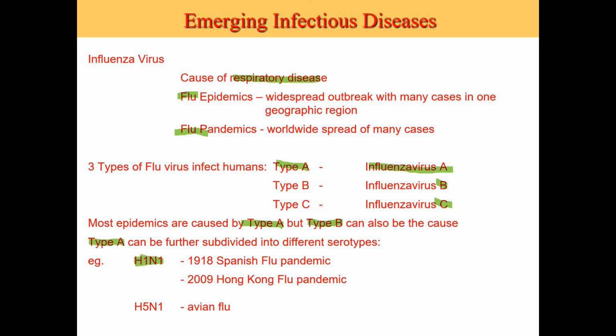H1N1 was the cause of the 1918 Spanish flu pandemic all over the world. Many deaths, millions of deaths. In 2009 there was a Hong Kong flu, H1N1, also a somewhat slightly different variant of H1N1. There is also H5N1, which is an avian flu that occasionally humans get, and it's quite scary because it has a very high mortality rate associated with it.